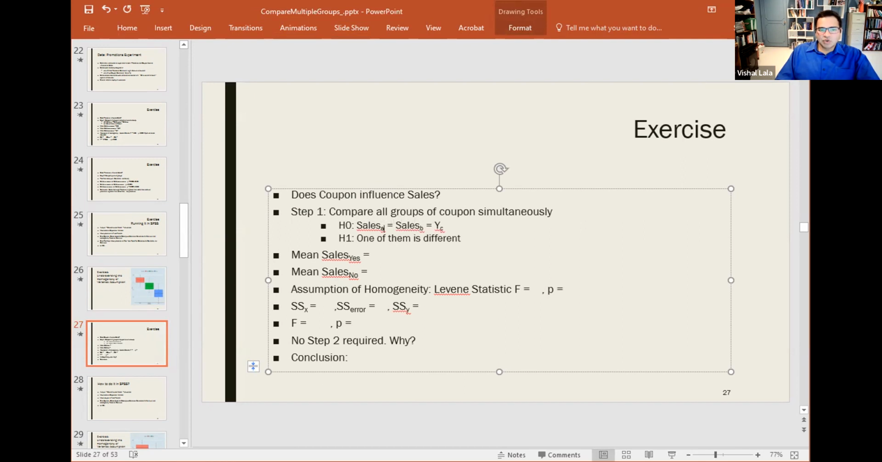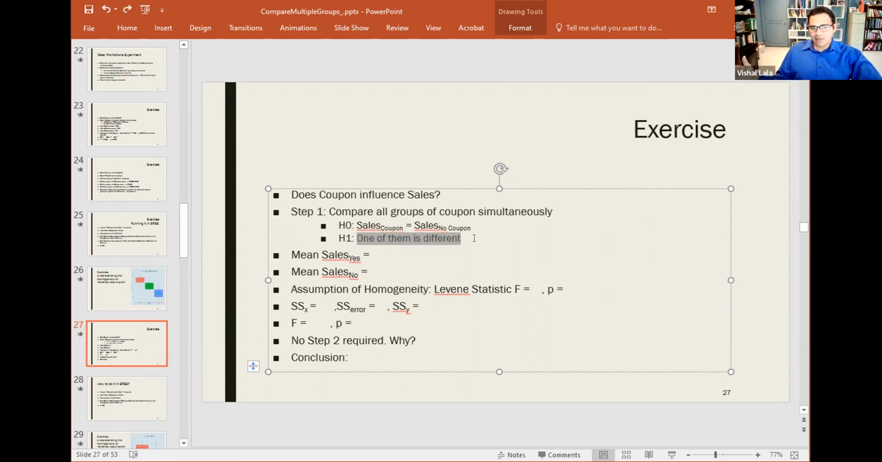Now, notice we only have two groups here, A and B, with coupon and no coupon groups. There's no group C present, so I'll just nix this completely. Normally, you would say one of them is different, but with only two groups, you can be more explicit and say sales with coupon are not equal to sales with no coupon. For now, I'll leave it as one of them is different, but just understand it is equivalent to saying sales with coupon are not equal to sales with no coupon. They mean the same thing, and this is because we only have two groups.